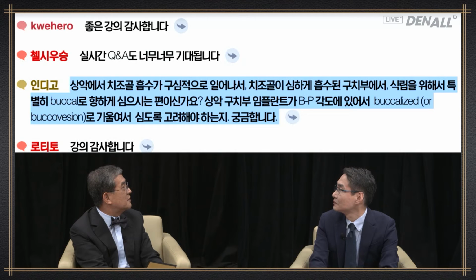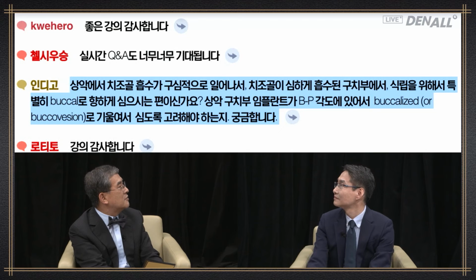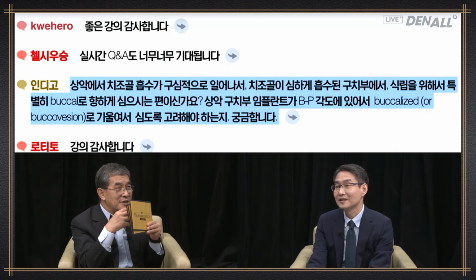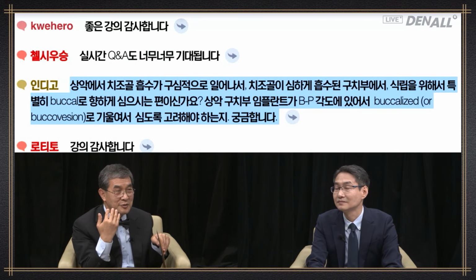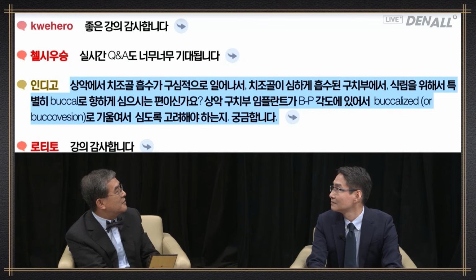In the maxilla, there is very severe circular alveolar bone resorption. In the posterior area with severe alveolar bone loss for implant placement, in terms of BP angle, should the implant be buccalized, or buccal version? Should we consider buccally inclined implants?